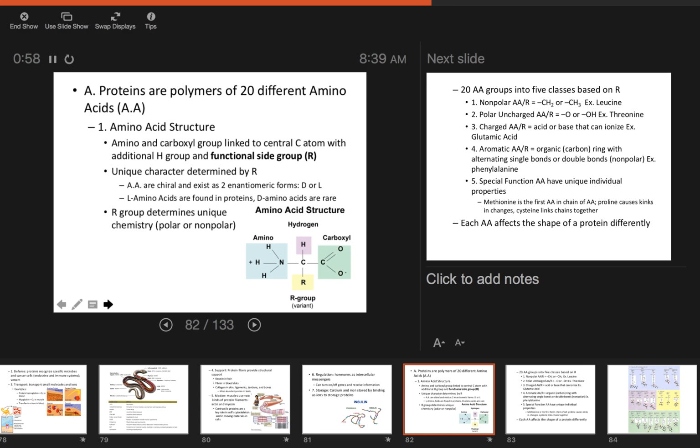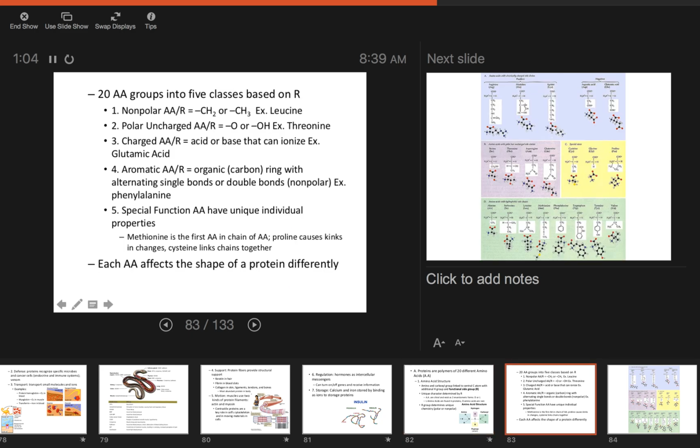All right, so there are 5 groups. The 20 different amino acids can be placed into 5 groups based on their characteristics. The first one is that it could be a nonpolar amino acid, R group. You don't need to know this in detail. I'm not going to quiz you on what charge an amino acid with an OH group will have. Just know that they have 5 different classes or groups.